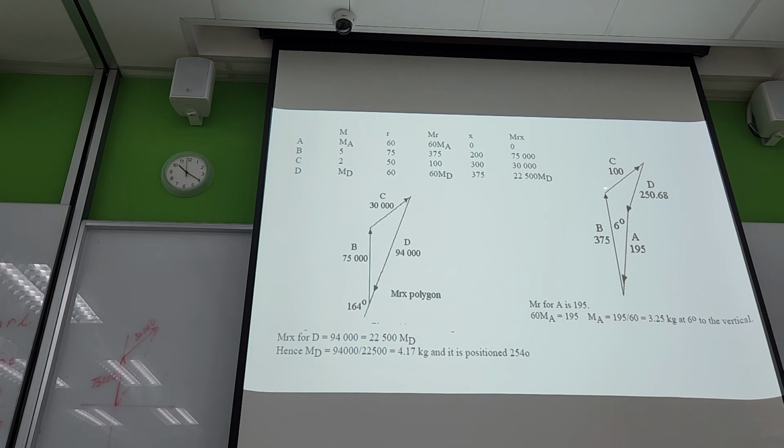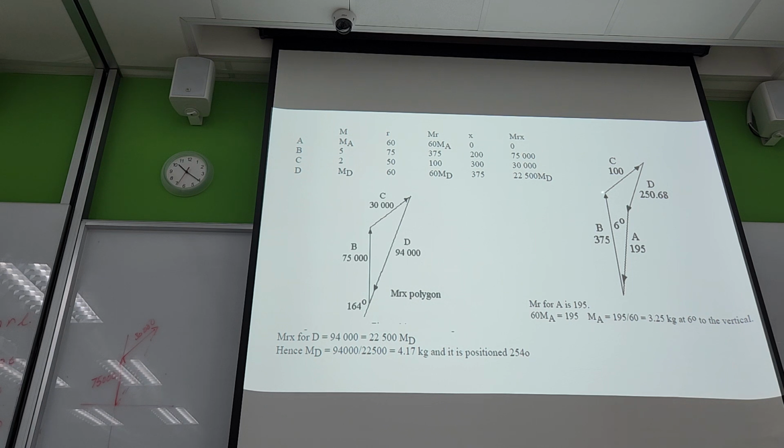Then at 60 degrees from this, with respect to B, measure 60 degrees. The magnitude is 100 MR magnitude. Then 60 times MD. The MD value we know is 4.17. So 60 multiplied by 4.17 is 250.68. You plot this at 254 degrees. Now choose a local coordinate and plot in this same direction, 254 degrees.